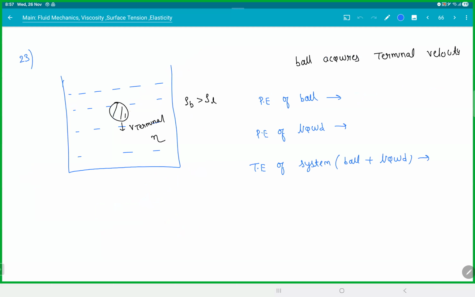Let's get this there. This is the thing which I was saying. When the ball has acquired terminal velocity and it is sinking, what happens to the potential energy of the ball? What happens to the potential energy of the liquid? What happens to the total energy of the system? Increase, decrease, remain same.